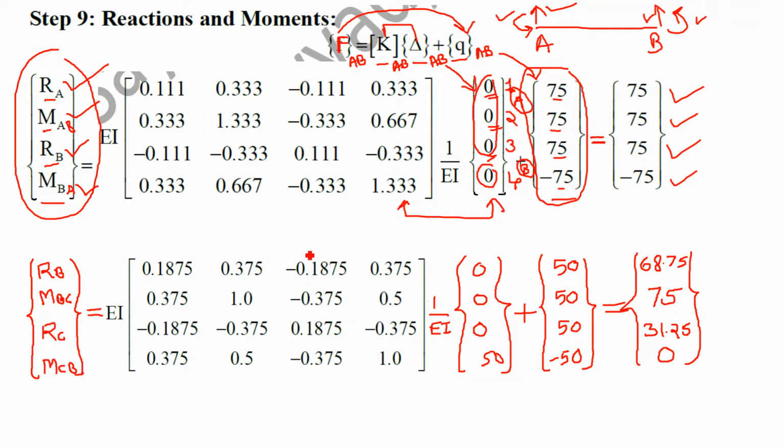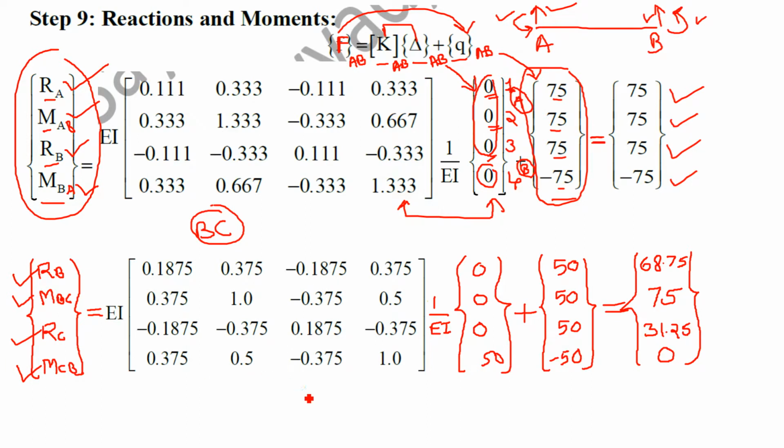Similarly, we have to apply that equation for the second member, that is BC. Second member BC. The unknowns of BC are: left joint is B, so RB and MBC. First is reaction, second is moment. Then the second, right joint is C, so RC and MCB.